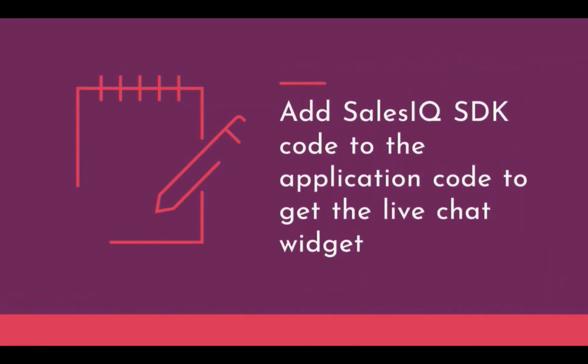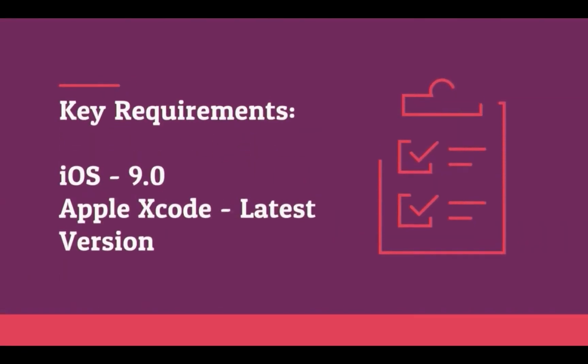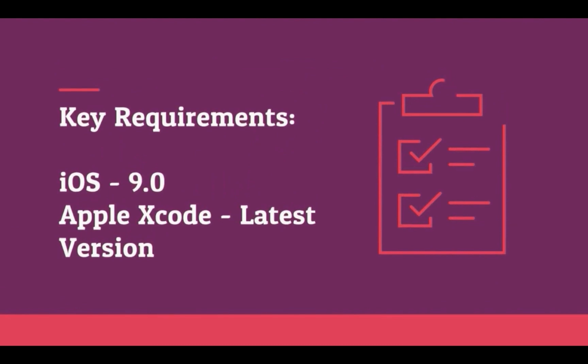Let me tell you how this works. The SalesIQ SDK code has to be implemented in your application code to get the widget on your application. And the requirements? The iOS SDK is compatible with iOS version 9 and above. Also, make sure you're running the latest version of Xcode in your development environment.